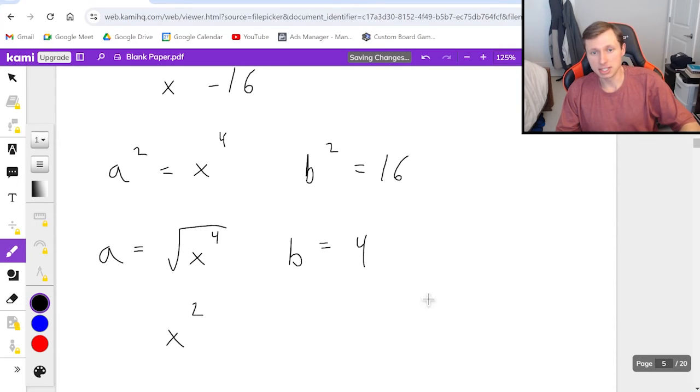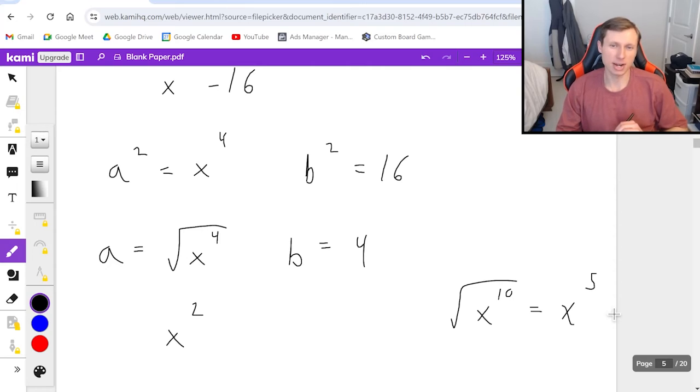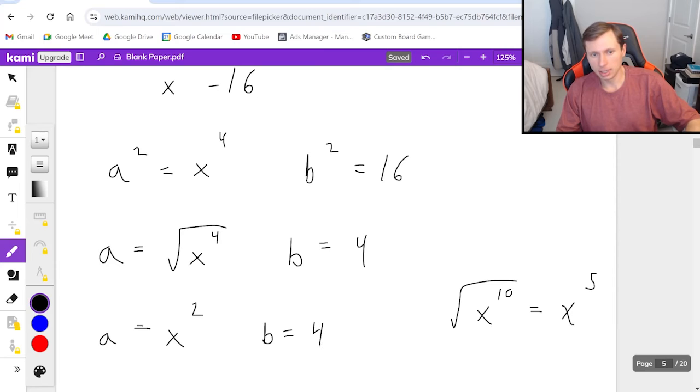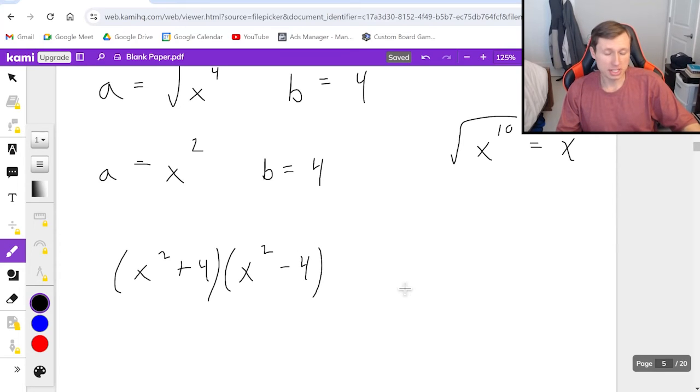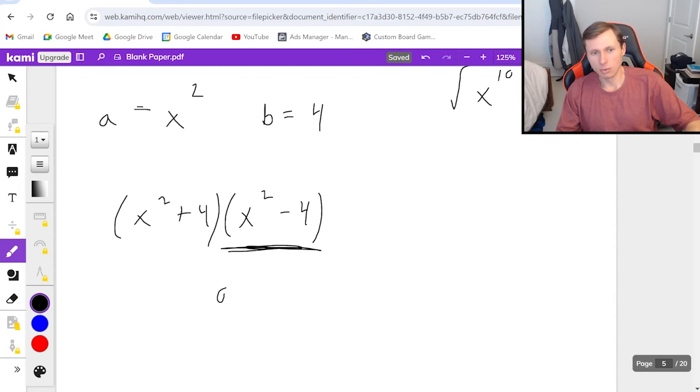And what I mean by that is, if this was the square root of x to the 10th, 10 divided by 2 is 5, so it'd be x to the 5th. Always divide your exponent by 2 when you see something like this. So I know a and I know b, so this will become x squared plus 4 times x squared minus 4. And before I circle this as the final answer, the cool thing about this one, or maybe the annoying thing, depending on how you look at it, is that this is another difference of two squares, where a squared is x squared and b squared is 4, so I can do it again.